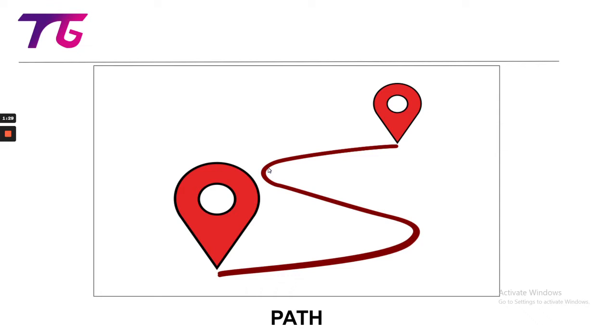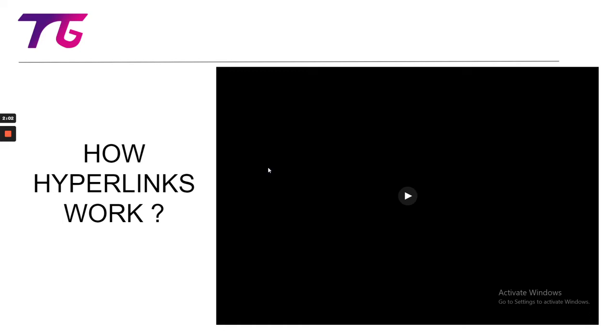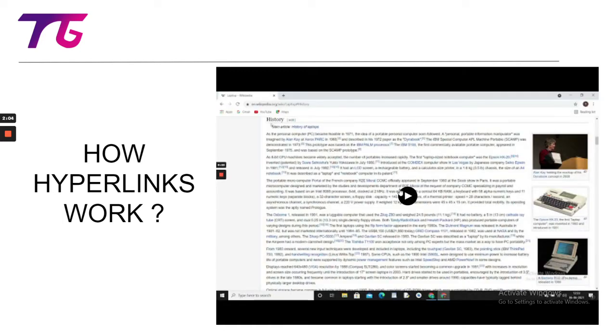Using these hyperlinks, we can move to the part of the same document in which we are interested. It helps to save our time and energy also by skipping the unnecessary part, the part in which we are not interested, and also we can move from one document to another document with the help of these hyperlinks. Generally, hyperlinks are HTML links, and you can click on a link and jump to another document. Now we will see how hyperlinks work with the help of this video.